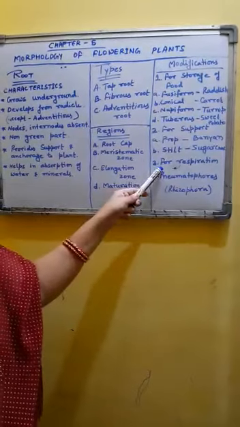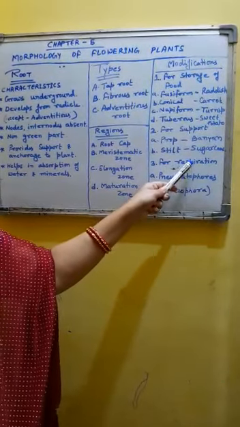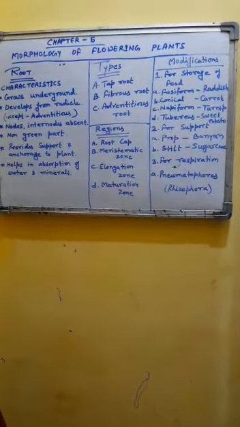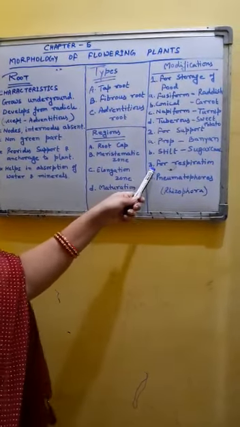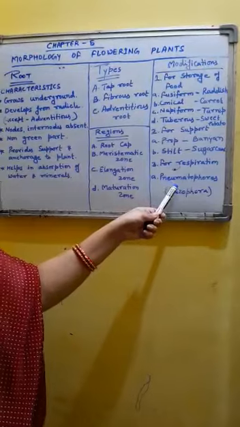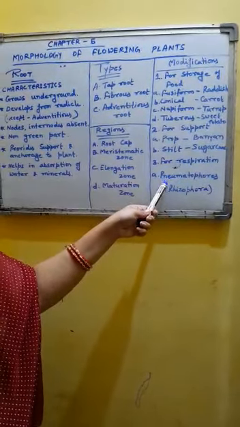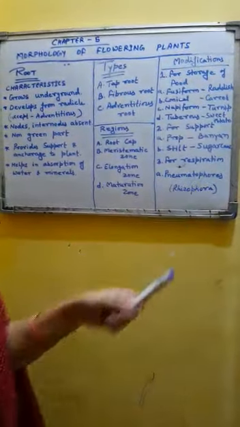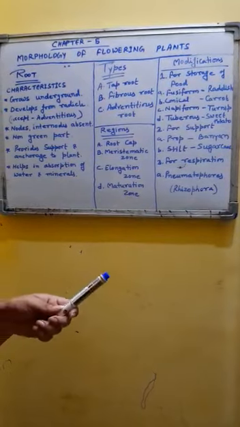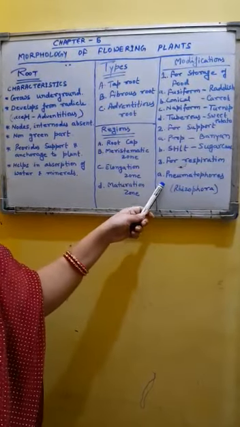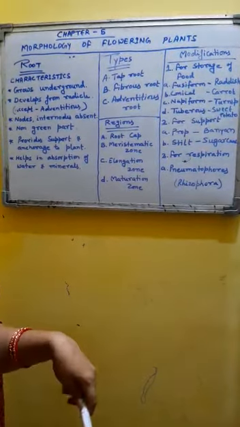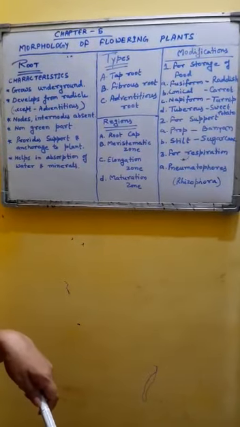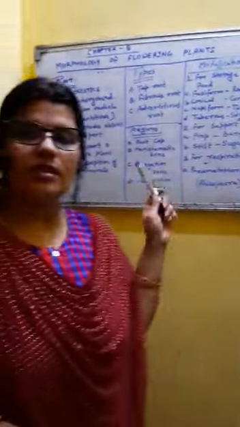Roots also get modified for the process of respiration, especially in mangroves, the plants which grow in marshy land. In this condition, roots grow in upward direction around the main plant and come out of the soil to get oxygen. Example, Rhizophora.